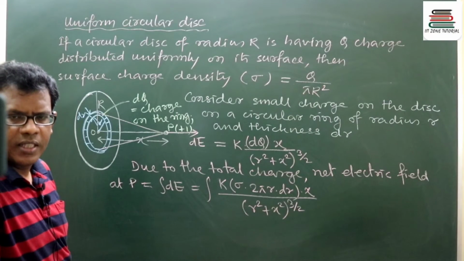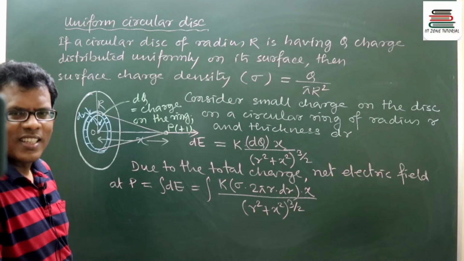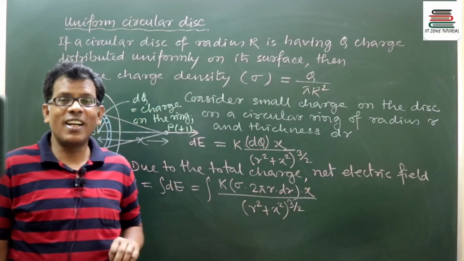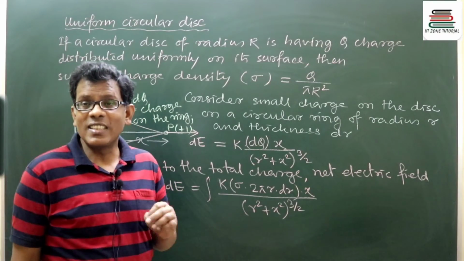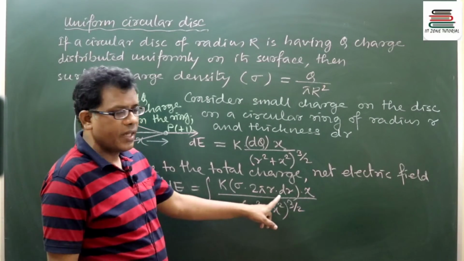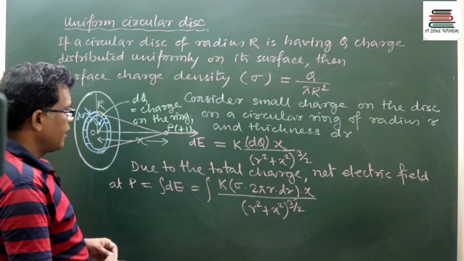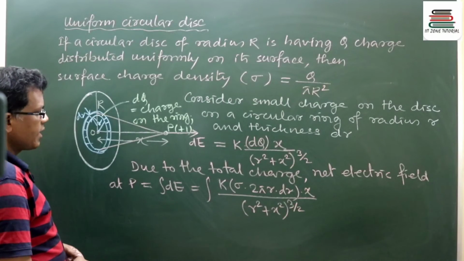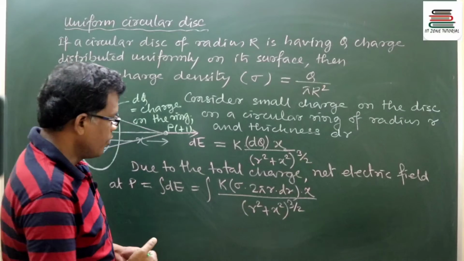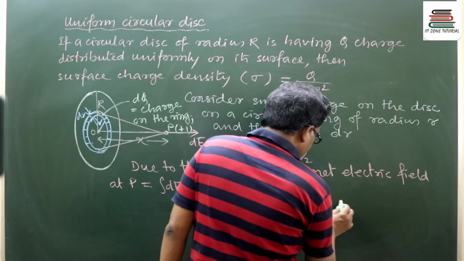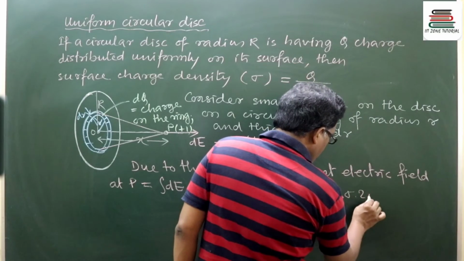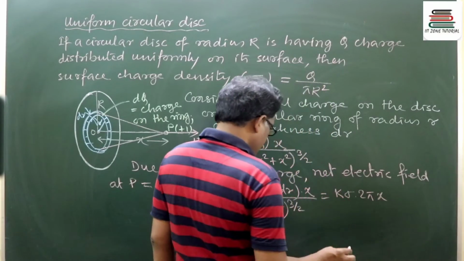The surface area of the ring is what? Circumference into thickness. We can write down the surface area of a ring as circumference into thickness. So that's why I have written circumference 2 pi r, into thickness as dr. Got it? So in this expression, x will be constant but small r is variable. So we can take the constant terms out, that is k sigma 2 pi into x, right?